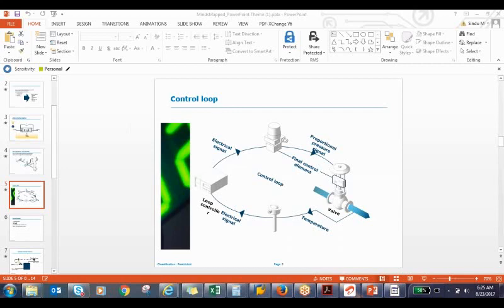And in the loop controller, you write a logic. For example, if the temperature of the boiler drum is more, when you say the temperature of a boiler is more, what can be the reasons for the temperature to be higher?